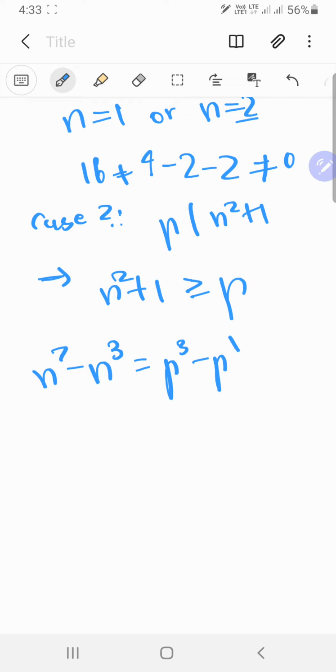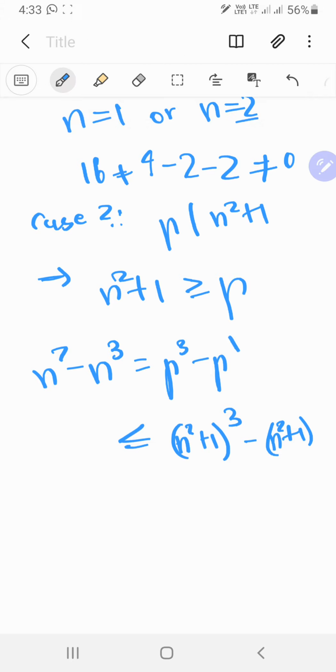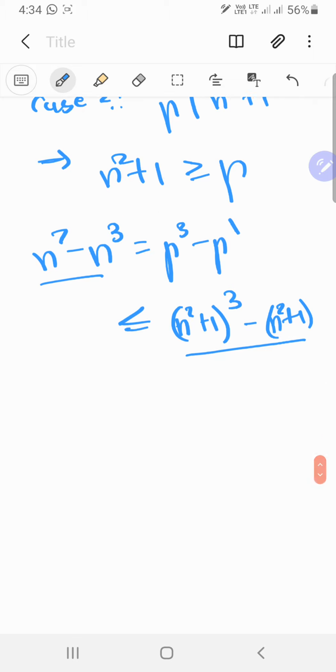So this is less than or equal to, if there was n squared plus 1 in this case, n squared plus 1 cubed minus n squared plus 1. And from there it became very clear that this is not going to happen very often, because over here you got a 6th degree polynomial, and over here you got a 7th degree polynomial. So it's very clear that the difference is going to be a 7th degree polynomial for sure, which has at most 7 roots. Let's just see what happens.